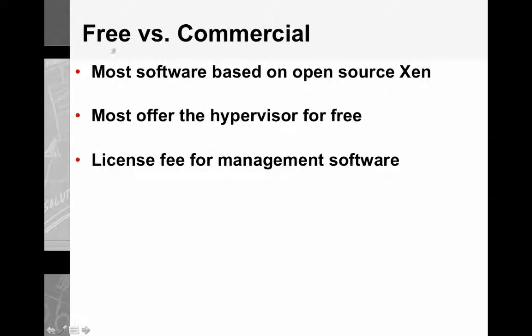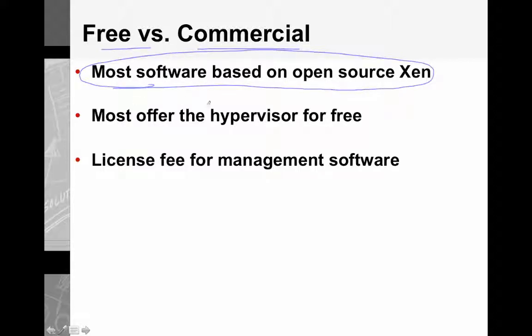The difference between free and commercial is that most software is based on open source Xen, but they also offer it for free. If you go to VMware, you'll see that you can actually download VMware ESXi and install it. You will get the hypervisor, but the real value behind a hypervisor is the hypervisor client, which allows you to install virtual machines remotely, which allows you to move a virtual machine from one server to another server, which allows you to scale with dynamic scaling, all kinds of features.